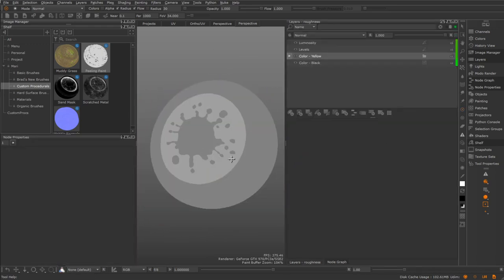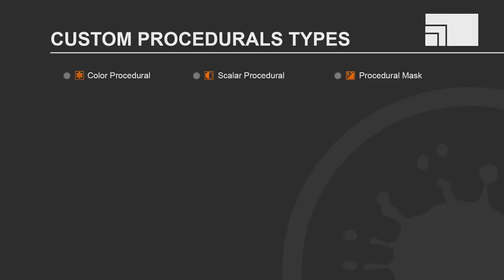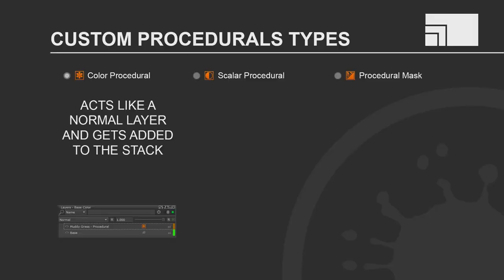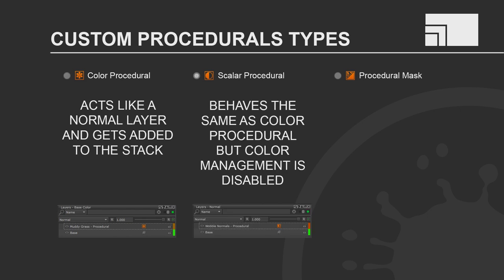For our layer stack artists, the setup is simple too. Custom procedurals can be dragged and dropped into your layers as well, and you'll get a different reaction based on how these attributes, color, scalar, and mask, were set on the custom procedural's creation. With color selected, the custom procedural just gets added to the stack, either as a layer or an adjustment filter. Scalar procedurals will act the same way and sit happily in the layer stack on their own, but color management is turned off to preserve the linear information for your roughness, height, normal, or other raw data maps.